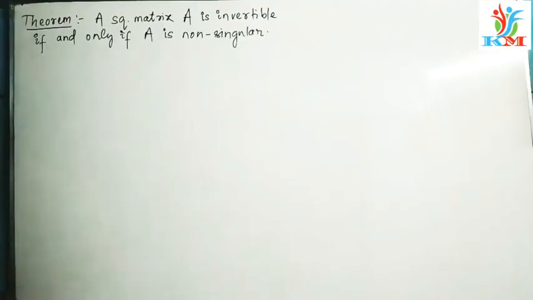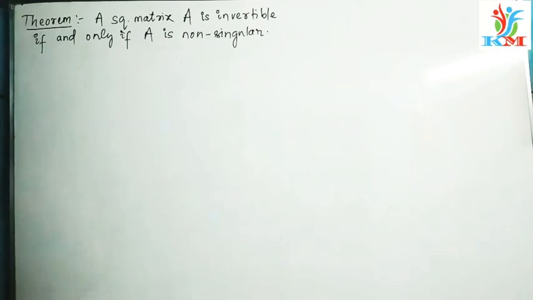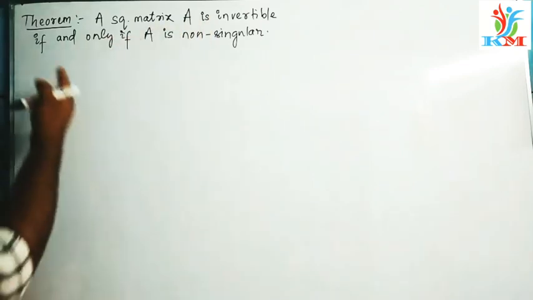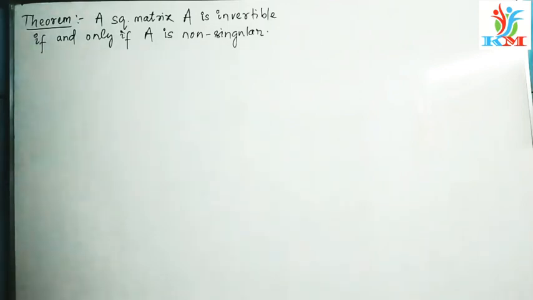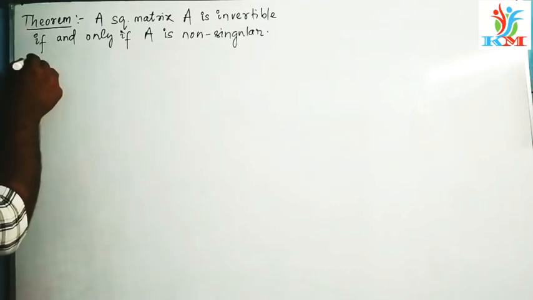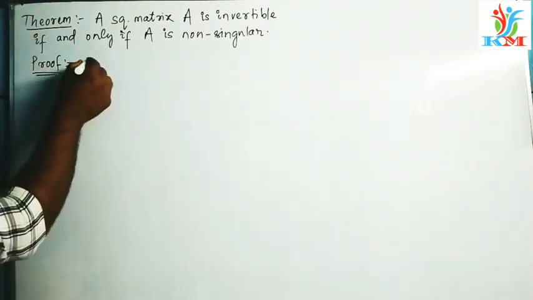Let's see an important theorem here. A square matrix A is invertible, that means its inverse exists, if and only if A is non-singular. That means if a square matrix is invertible, then it must be non-singular, and in the reverse way, if a matrix A is non-singular, then it must be invertible. So we can prove this, first in the forward direction.